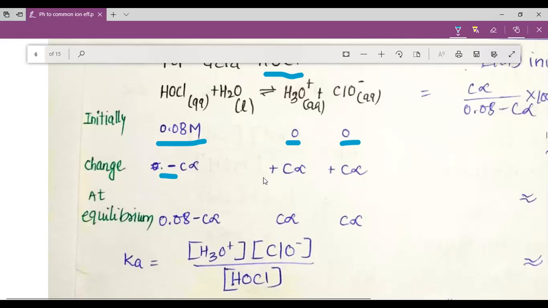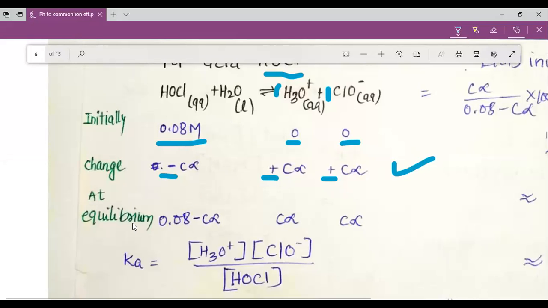So when the reactants are utilized, when the reactants decrease their concentration, the products are formed. That is why the change in reactant is negative, whereas change in product is positive. Now, my dear students, we know that if alpha is the degree of dissociation and C is the initial concentration, then the change in concentration is C alpha for the reactant, and the same amount of product is formed because their stoichiometric coefficient is 1 in both these cases. So we will write it as C alpha, and C alpha amount of product has been formed.